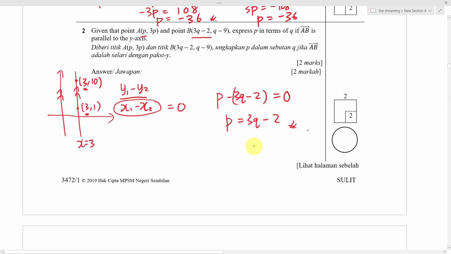P in terms of Q for the vector AB. Alright, so I guess a vector might scare some students, they might think, what is A? So basically it just means the vector AB. I hope you get the idea of parallel to the y-axis. If the question says parallel to the x-axis, that means y1 minus y2 equals 0. Okay, this is some very important information. Make sure you remember it.